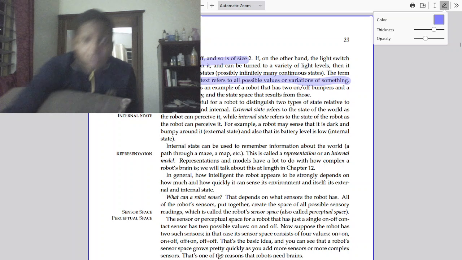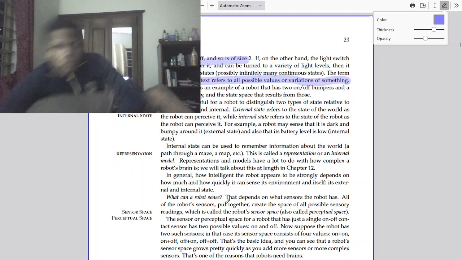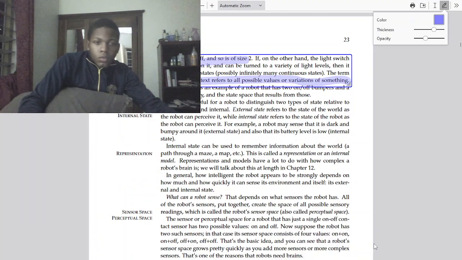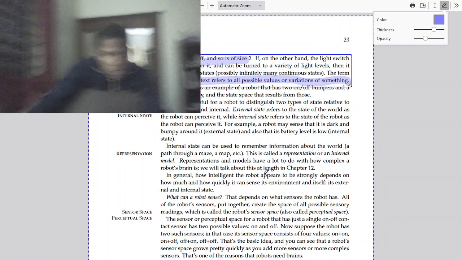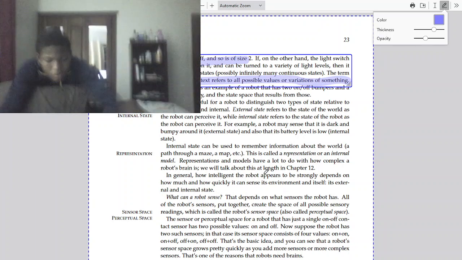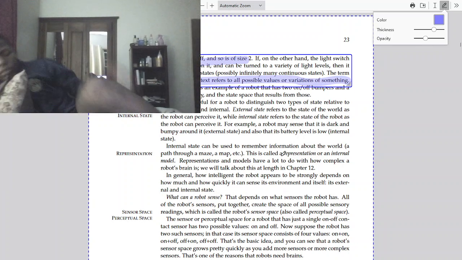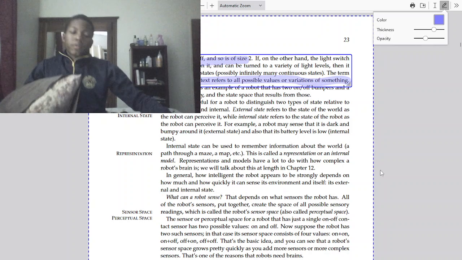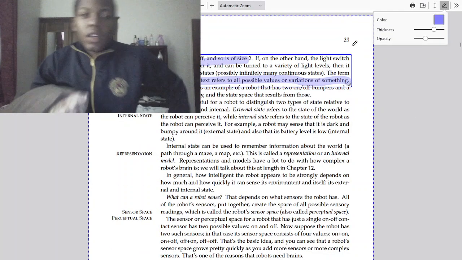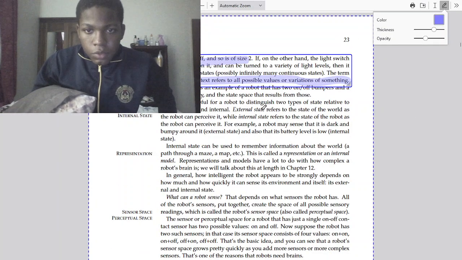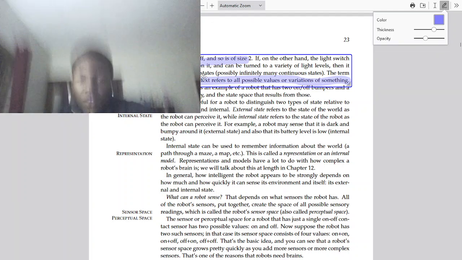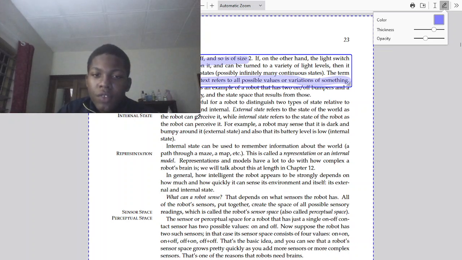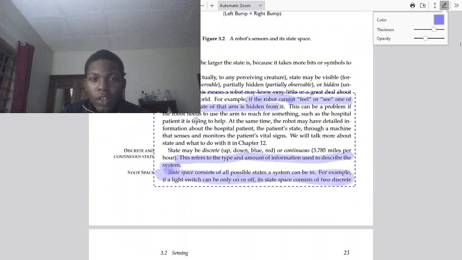So Figure 3.2 shows an example of a robot that has two on and off bumpers and a high-low battery, and the states that result from those. It's often useful for a robot to distinguish two types of state relative to itself. Internal, wait, hold on, let me go back and see the image.